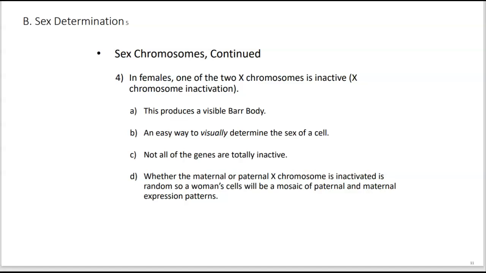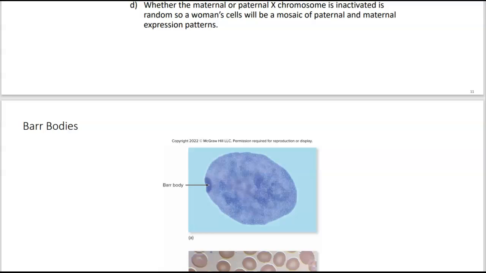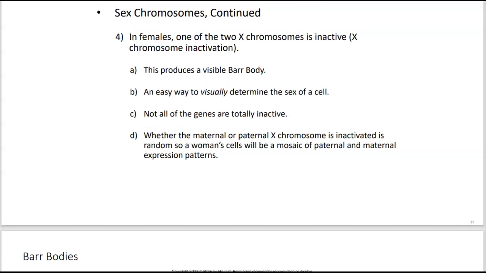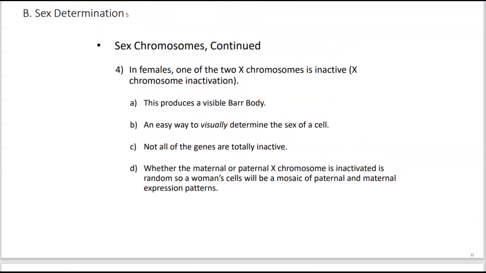In females, because there are two X chromosomes, one of them is inactive. And you can actually see this in certain cells where there is an inactive portion. One of the things that you look for in a certain cell is this bar body, and this is just the inactive portion. And in certain leukocytes, there is an inactive portion that is able to be found.